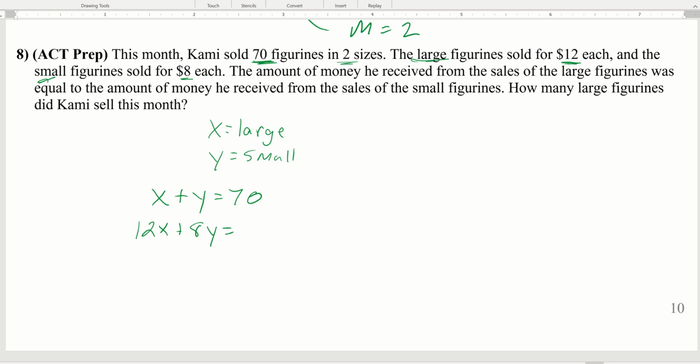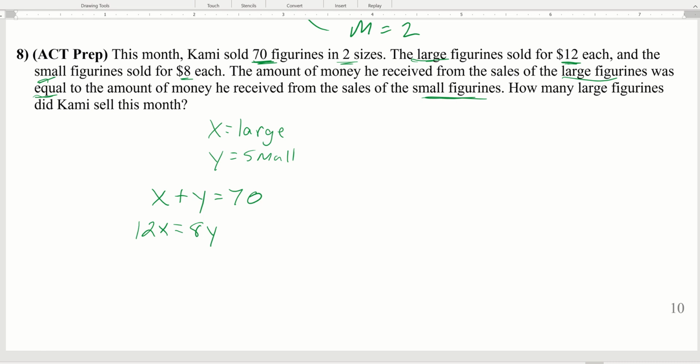for a total of, did it say? The large figurine sold for, and the small figurine, the amount of money it received for the sales of the large figurines was equal to, oh, I went too fast. So it says the amount of money received for the large figurines was equal to the small figurines, okay? So they didn't give us a total amount. They said these, when put together, were equal. Okay, so those guys were equal. Now you can go about this any way that you want.